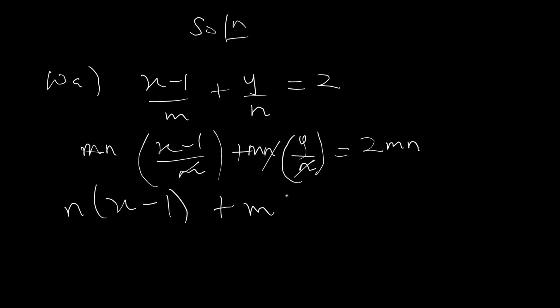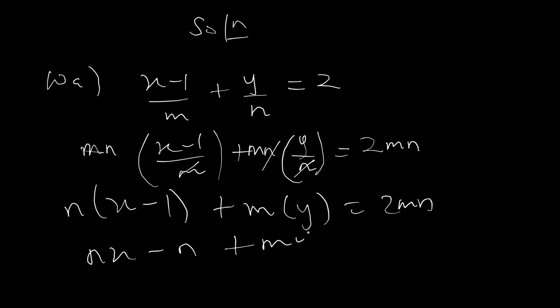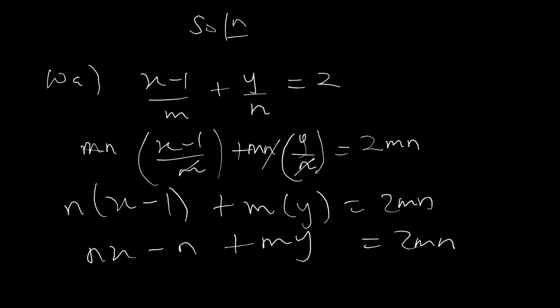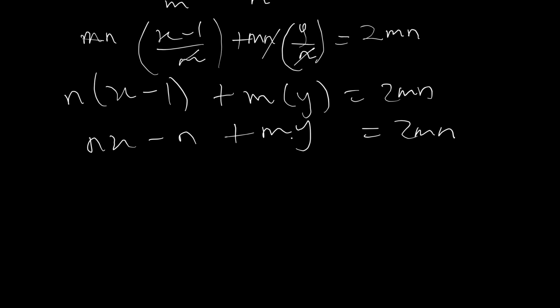So we have my is equal to 2mn. So we have nx minus n plus my is equal to 2mn. Since we are making x the subject, we can take n and my to the right hand side. We have nx to be equal to 2mn plus n minus my.